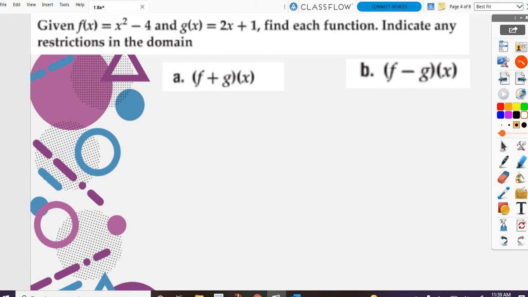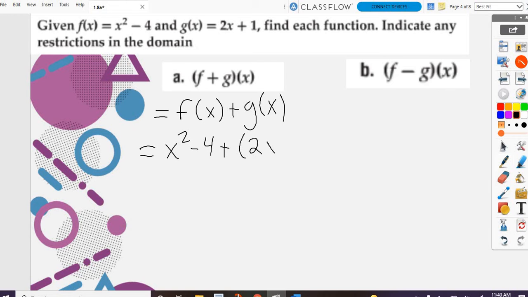So, again, when we add, what are we going to do this time? What do we say our adding and subtracting is? Combining like terms. Yeah, so I have f of x is x squared minus 4, and I'm adding g of x, so 2x plus 1. So what do we get? X squared plus 2x minus 2.